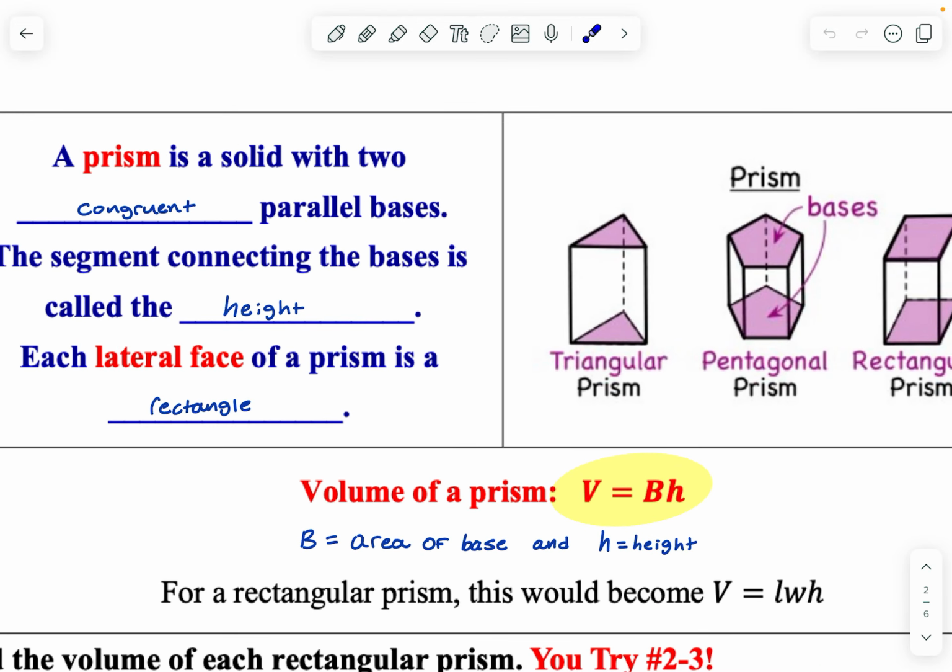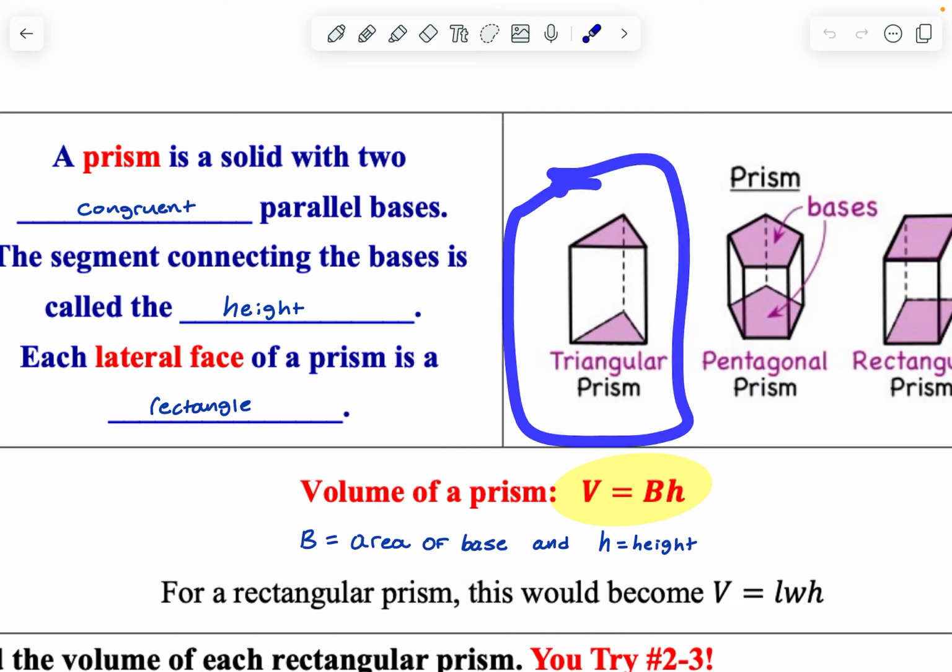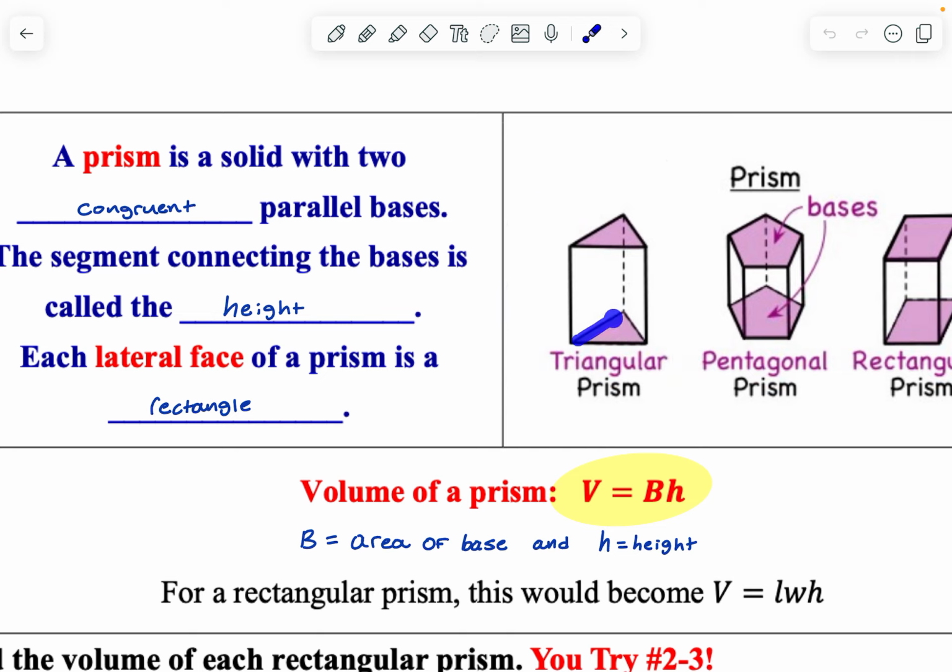To find the volume of a prism, we have the formula. Volume is equal to area of the base times the height. B represents the area of one of the bases. So if I'm looking at this triangular prism and I wanted to find the volume, I would first find the area of the base. So I would find the area of that triangle. And then I would multiply it by the height.